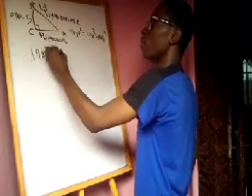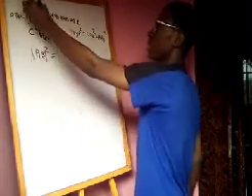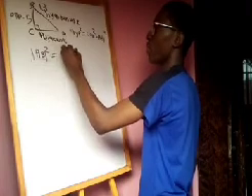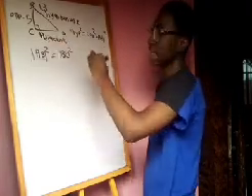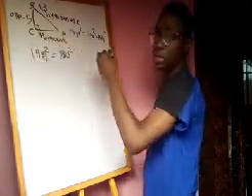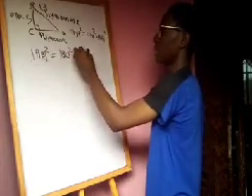AB square will be equal to the opposite square, which is from B to C. That will be BC square. Opposite square will be BC square. The adjacent is AC, so the square of the AC will be AC square. That will be plus AC square.